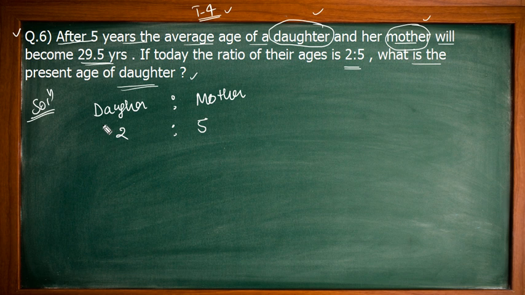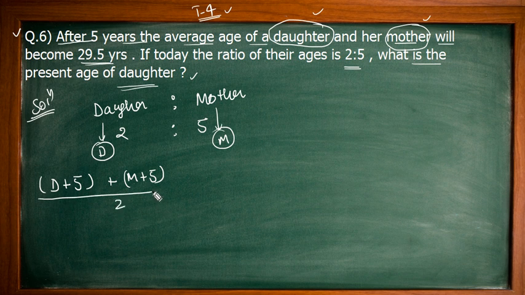So suppose the present age of daughter is D and of the mother is M. After 5 years it will be D plus 5, and the age of mother will be M plus 5, and their average, divided by 2, will be equal to 29.5. So guys, cross multiply, and you will get D plus M equal to 59 minus 10. D plus M, daughter plus mother, will equal 49.